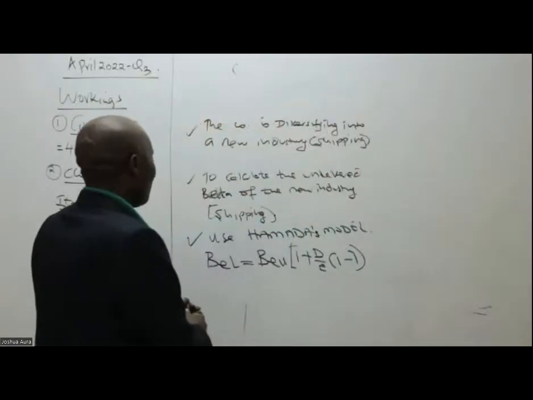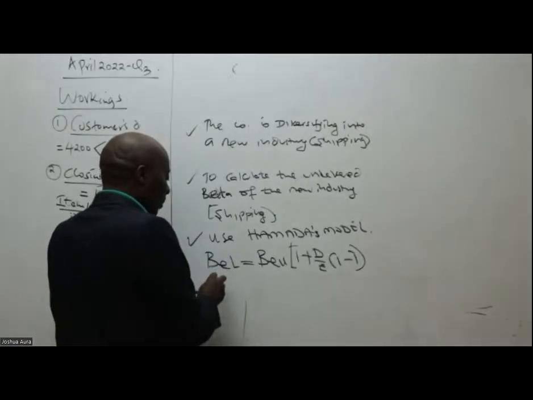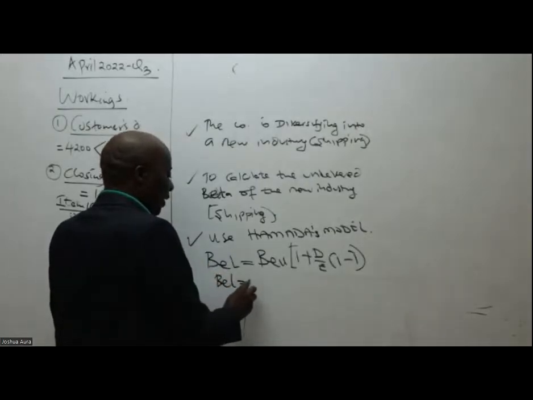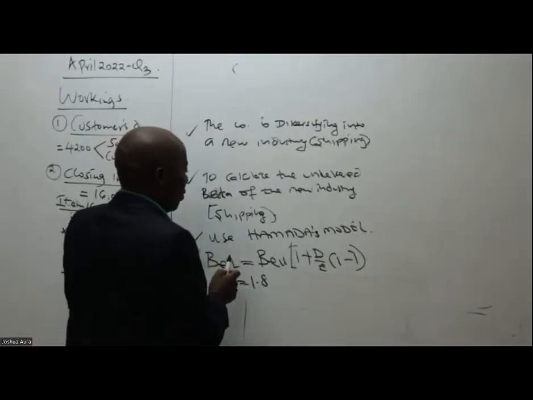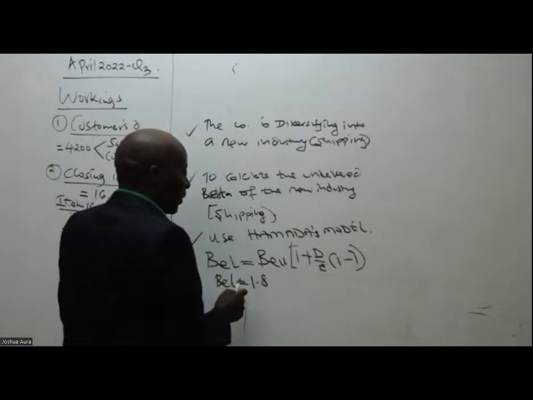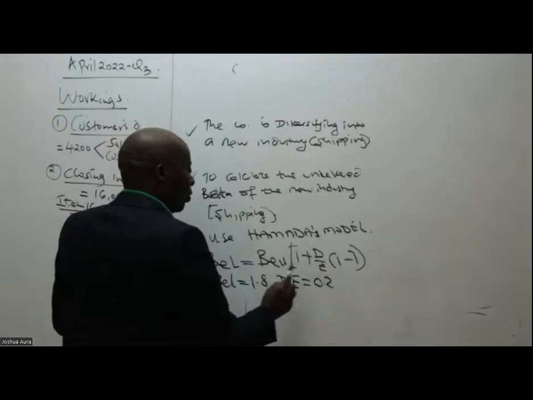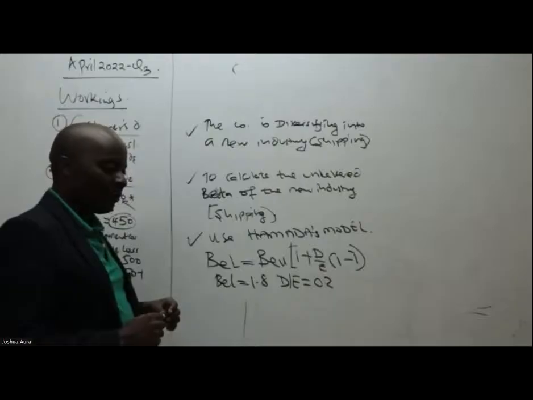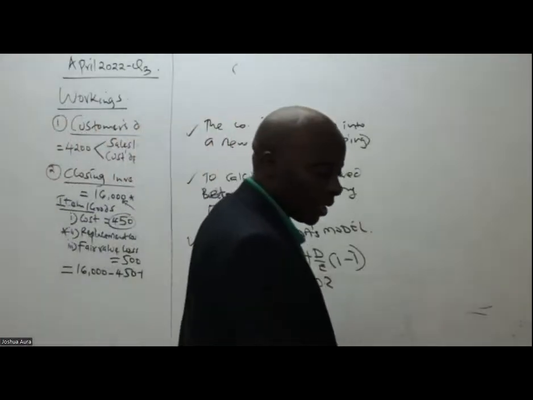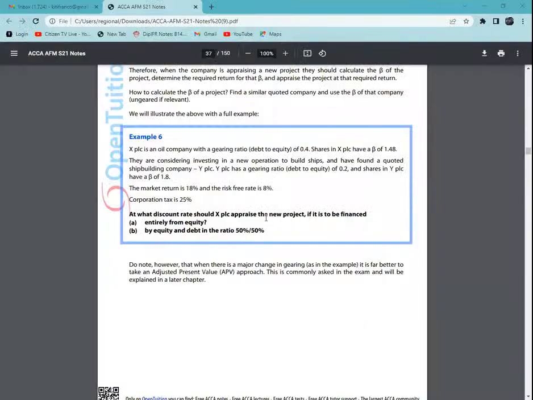So meaning, ladies and gentlemen, that they have given us Bell. You know, Bell is beta equity levered, which in this case is 1.8 of the new industry. We're talking of the new industry, 1.8. And fortunately for this new industry, they have given us debt to equity ratio as 0.2. I'm not guessing here. They have told us debt to equity of this is 0.2.